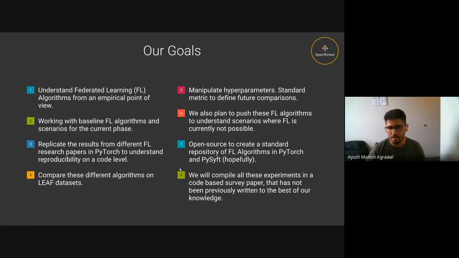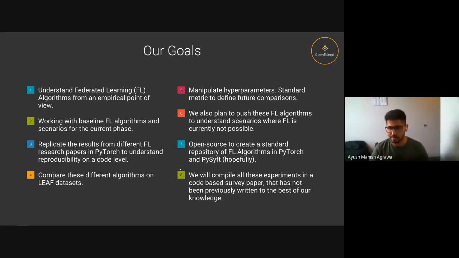Our idea is that we want to compare these different federated learning algorithms, firstly by manipulating hyperparameters, but later on we want to come up with a standard metric that we can use to define the comparisons between different algorithms and how they improve over time.